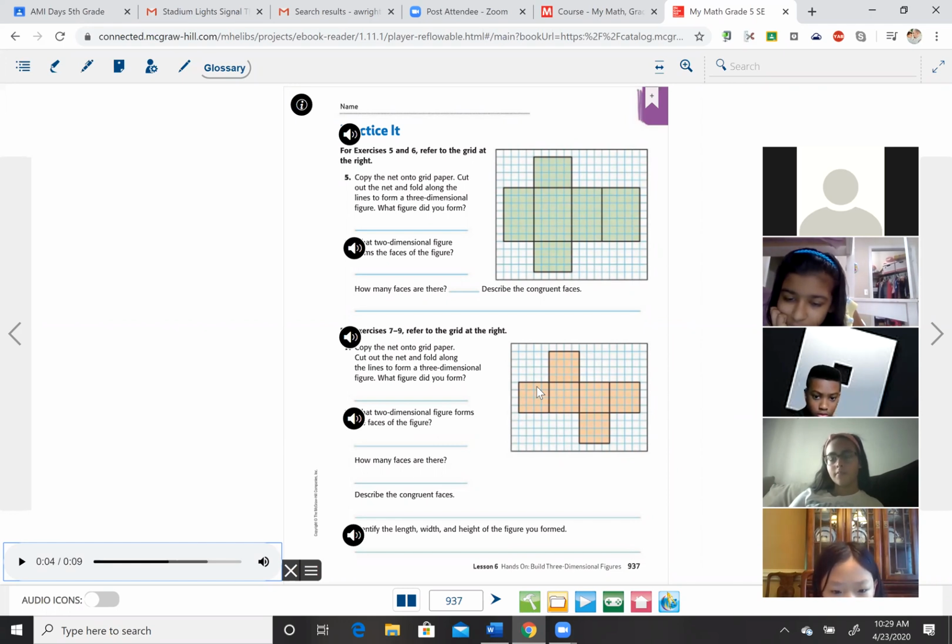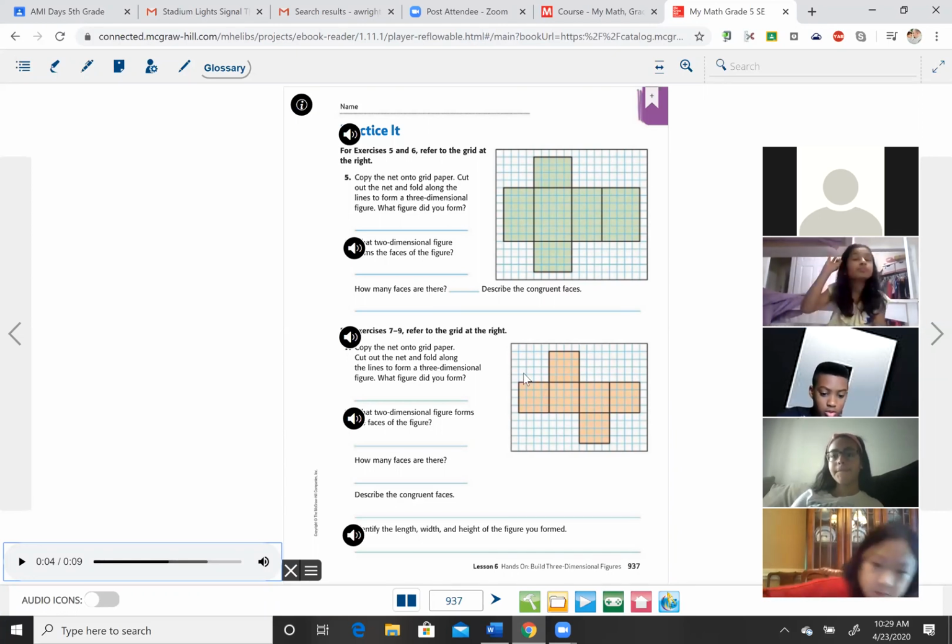You don't know if that's inches, feet, miles. You don't know what that is. It's 4 units. So it's 4 units wide, 4 units long, and it's going to be 4 units tall. Does that make sense? Yep. Perfect. I'm going to mute you again.